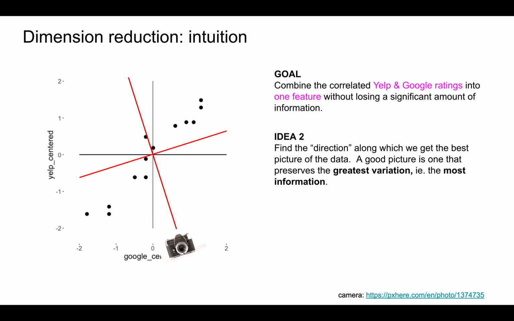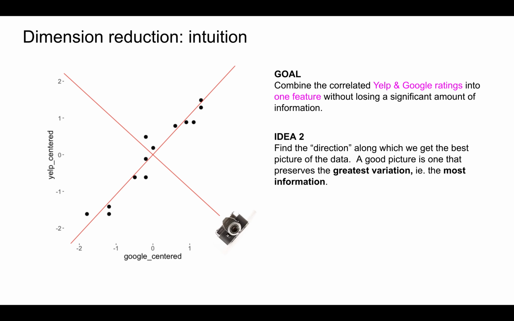For example, if we take a picture of the data from this angle, we do a little bit better than before, than taking it from Google straight on. There are fewer restaurants hiding behind each other, but in terms of capturing more variability or more information, we can do even better. In fact, this is the direction from which we can preserve the greatest information in our picture of the data.